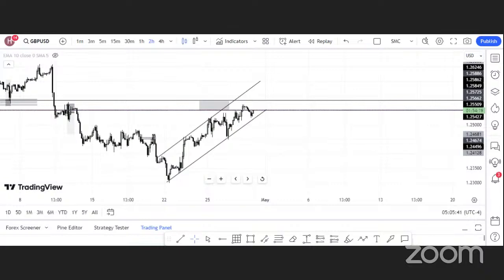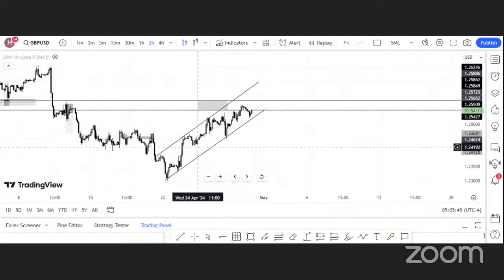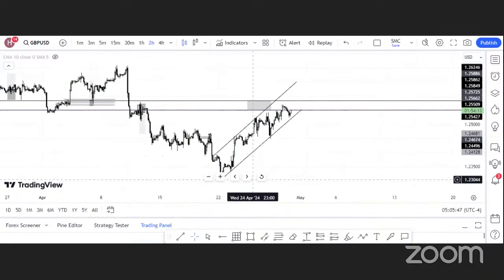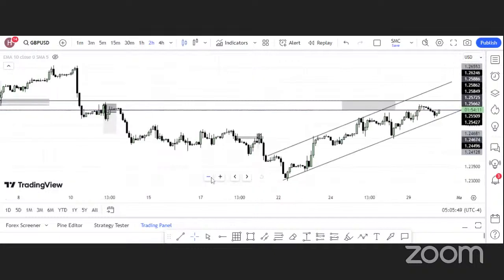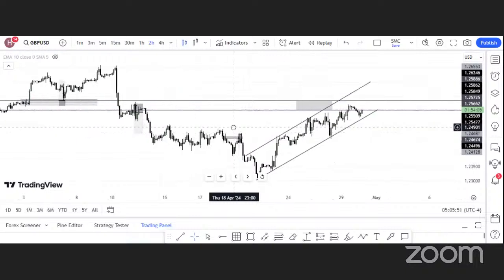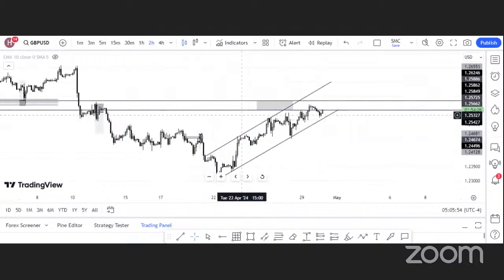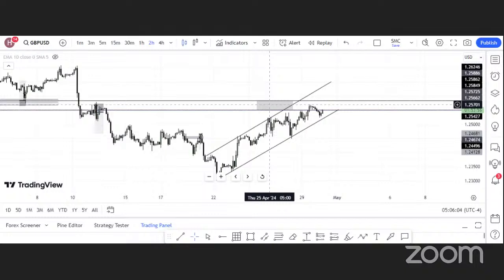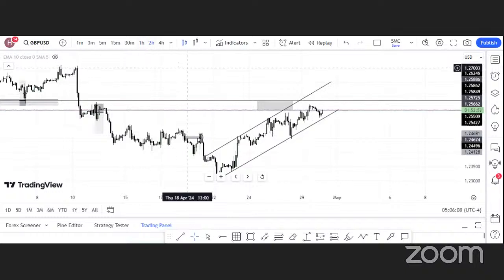Right. So let's go to the chart. Let's see what's going on with the forex market for Tuesday morning. Right. So I'm currently on GBP USD, the Great British Pound against the United States dollar. And we are currently on the 2-hour time frame.